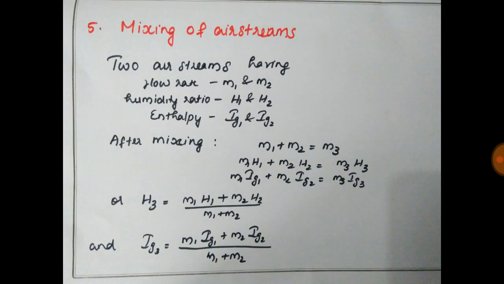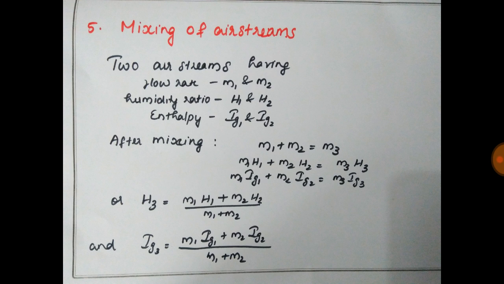The fifth process is mixing of air streams. In this, let us consider two air streams having flow rates M1 and M2, humidity ratios H1 and H2, and enthalpies Ig1 and Ig2. After mixing, we can derive that M1 plus M2 equals M3, M1 H1 plus M2 H2 equals M3 H3, M1 Ig1 plus M2 Ig2 equals M3 Ig3.